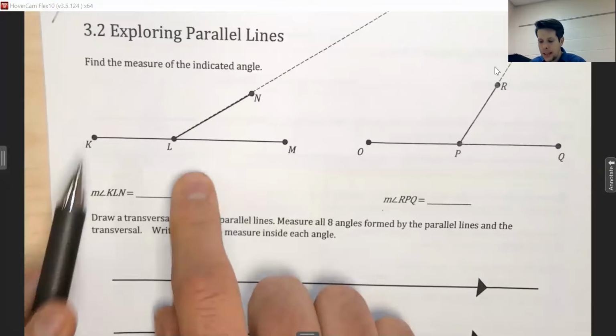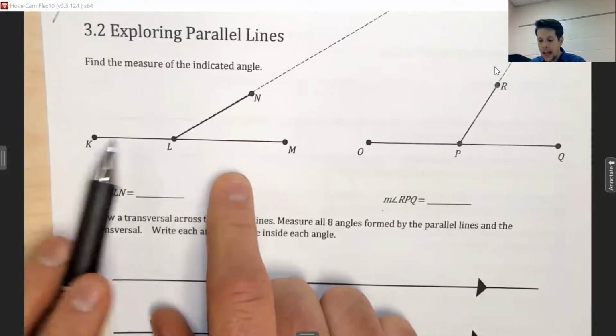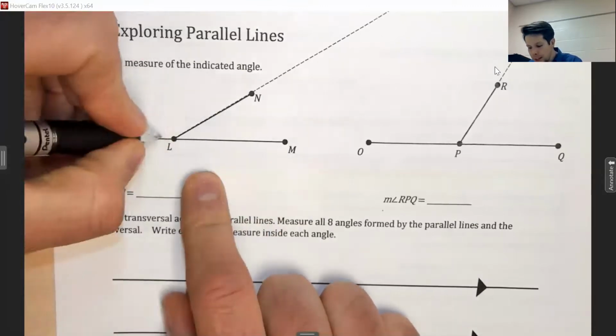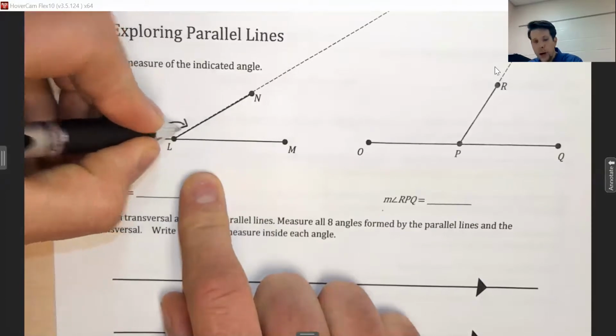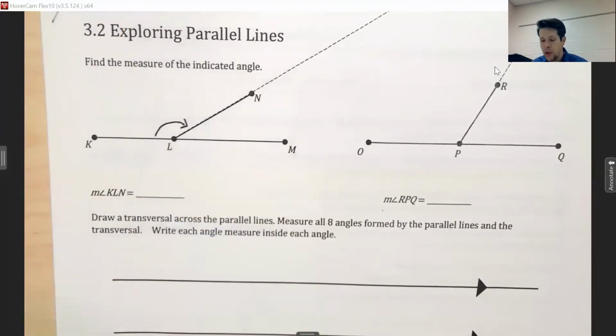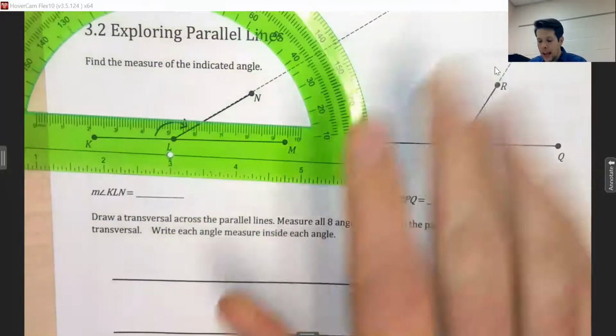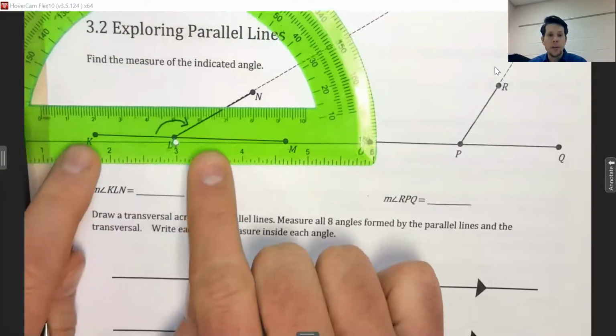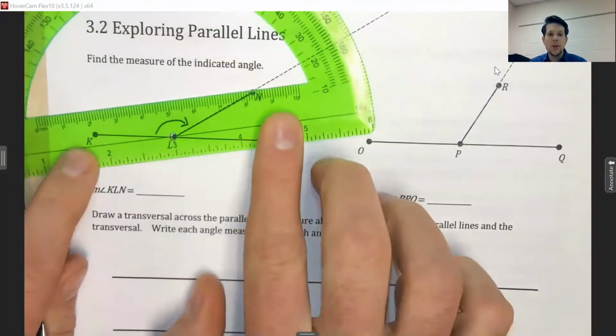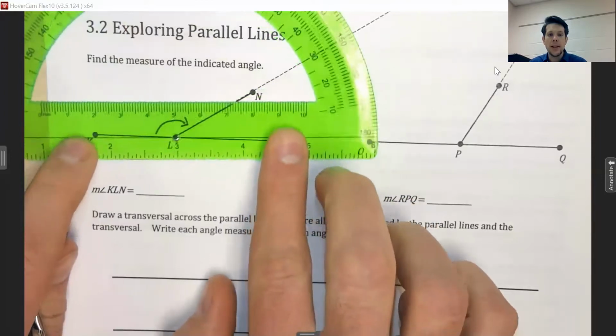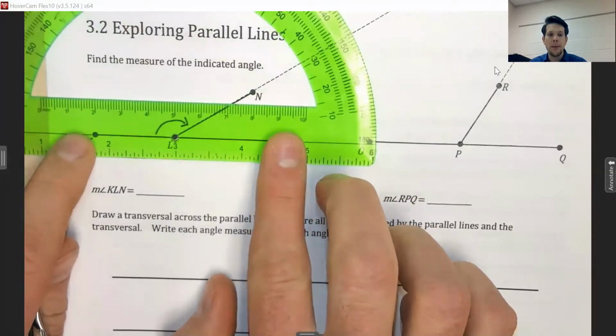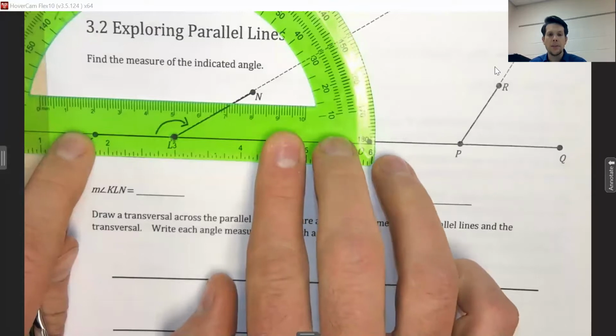We are interested in the angle KLN. KLN is this large angle right here. I would call it obtuse. So when I set this guy up, I want to once again make sure that this hole is right over the vertex. And then I want to adjust my protractor so the line that is printed on it lines up perfectly with the line on my drawing. So I'm going to have it like this.